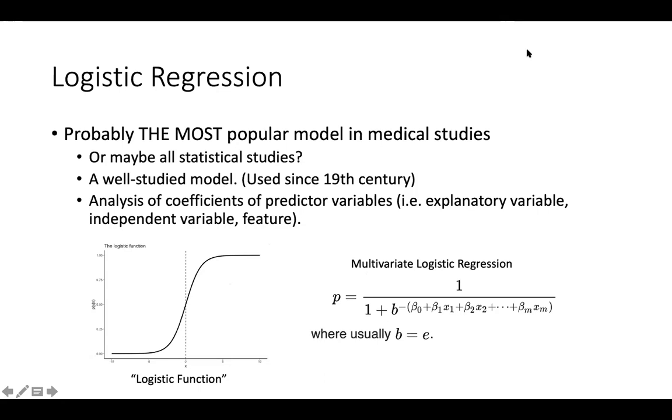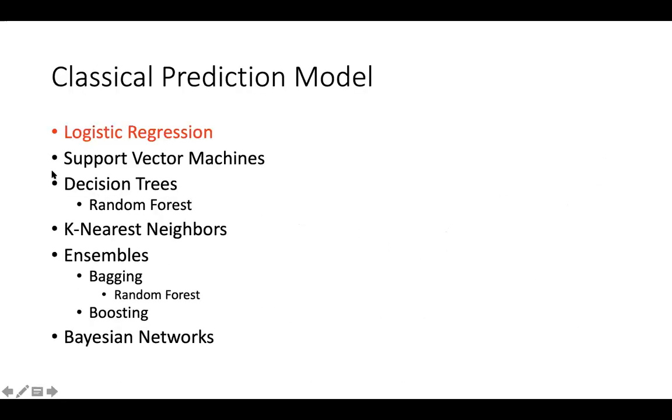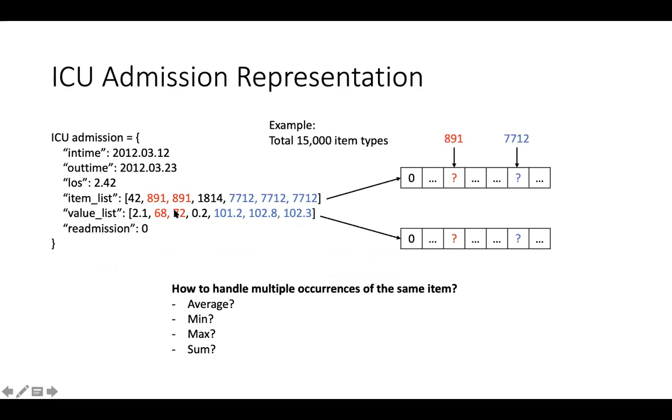Question? Doesn't a multiple occurred item have date-time information? Yes, that is true. In order to answer that, we need to go back. So here, let's say that this 7712 is the code for body temperature in Fahrenheit. Then they actually do have timestamps.